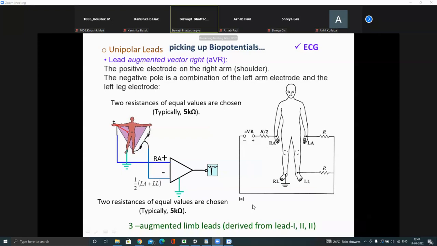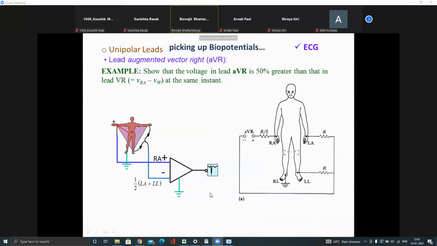So if we measure it, we will find out that, okay. So this is called augmented lead one, or AVR lead. Then how much voltage will you get across this terminal, AVR, at the output of the amplifier?